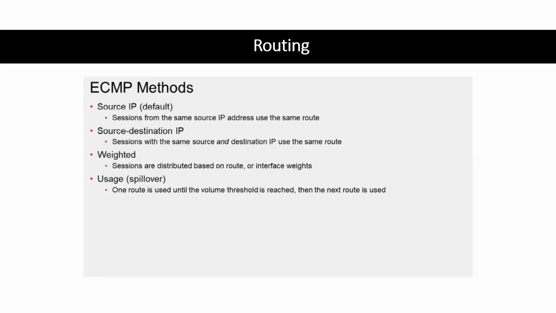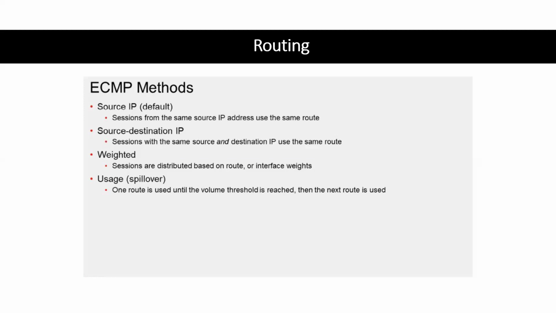Sessions. As soon as traffic is being sent from a host within your network that has to go out, sessions can be balanced among equal routes depending on the source IP address, the source and destination IP address, the route or interface weights, or the interface volume thresholds. So we're going to dig deep here. So, the source IP method. All traffic originating from the same source IP is expected to use the same path. Never going to change.